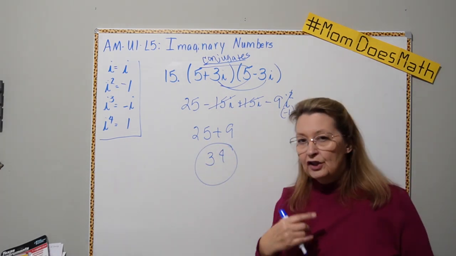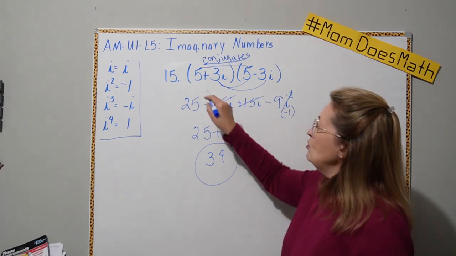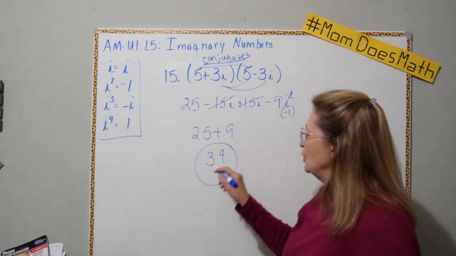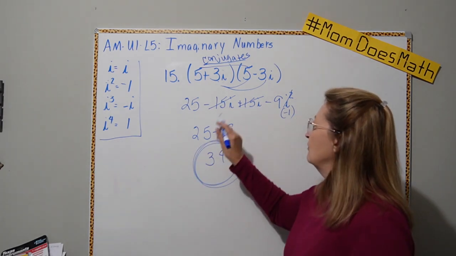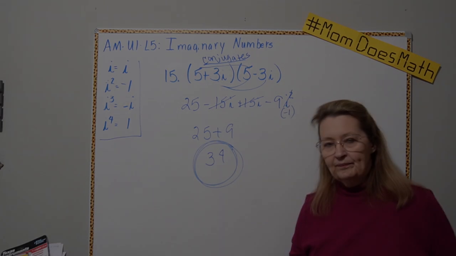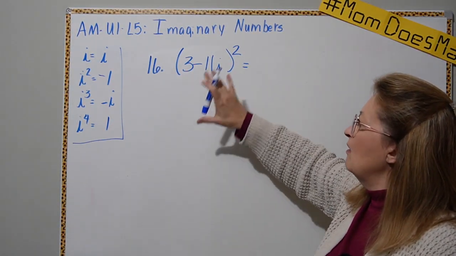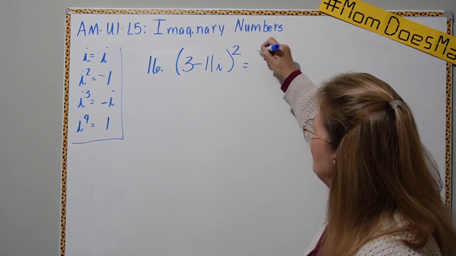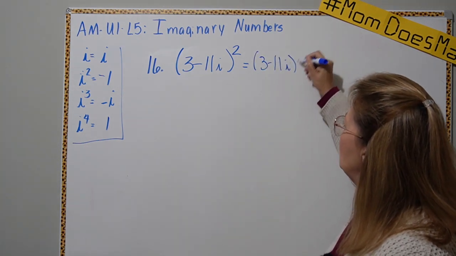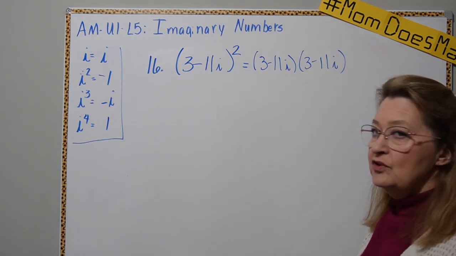So conclude this as a tool that you can use. When you multiply conjugates of imaginary numbers, you actually get rid of the imaginary number totally. That's pretty useful. So now let's try number 16. We have 3 minus 11i all squared. Now remember, when you square a binomial, you don't just square each term in the binomial, you have to expand it out. So this is what we have.